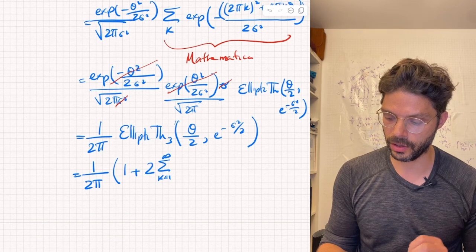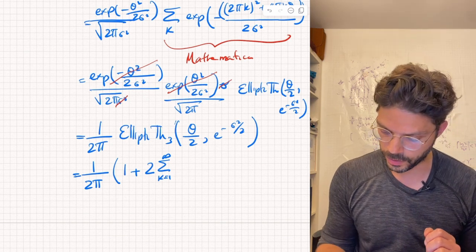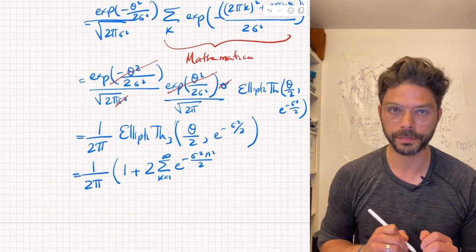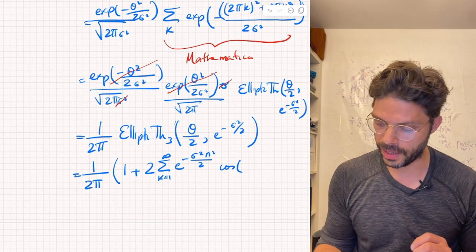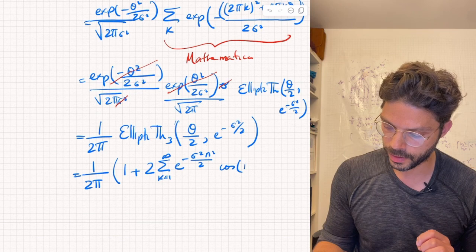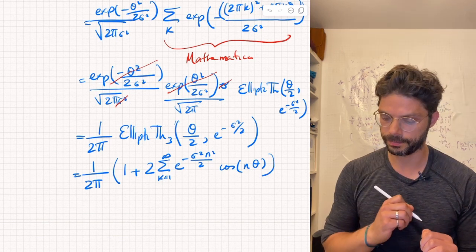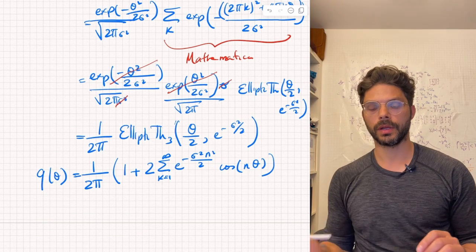Now, there's some q parameter, and that's just this one. So it's going to be e to the minus sigma squared n squared over 2. And then there's going to be a cosine, and after we cancel some things out, it's just going to be cosine of n times theta. Okay, so that is our function.